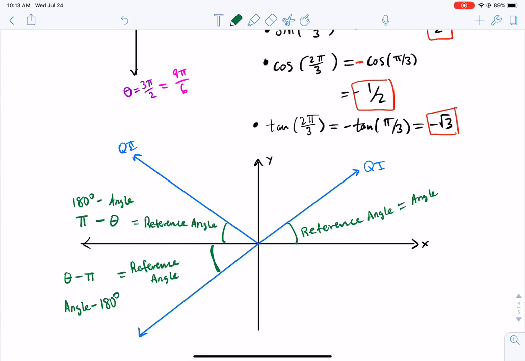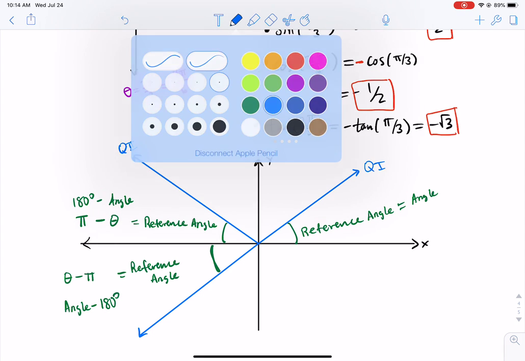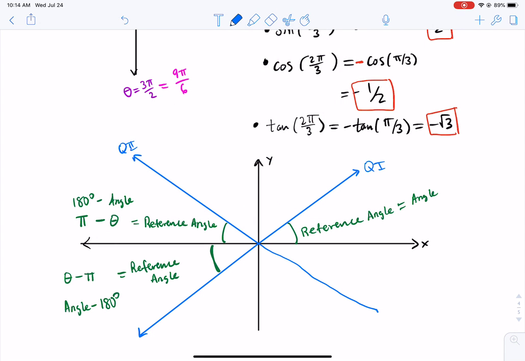The reference angle will always be positive, and it will always be between 0 and pi over 2. And what about this one over here, the fourth quadrant? 2 pi minus. Yeah, so here is the reference angle. This will equal 2 pi minus the angle theta, or 360 degrees minus the angle.